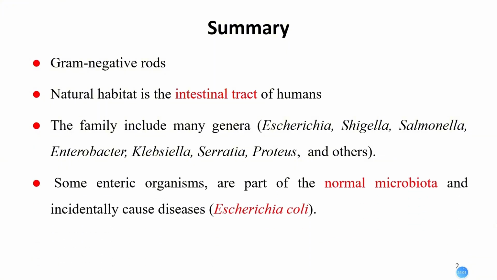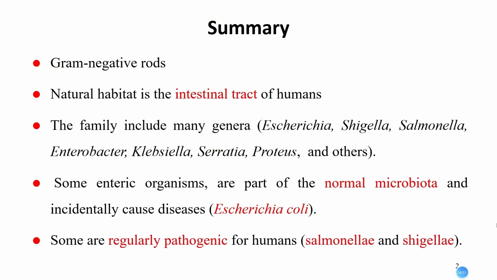And some enteric organisms are part of the normal flora, normal microbiota. They don't cause disease in our digestive tract. We mentioned that before, such as E. coli; once they move out of the digestive tract, they may cause trouble. But some of those members are regularly pathogenic for humans, such as Salmonella and Shigella. We'll introduce them in detail today.